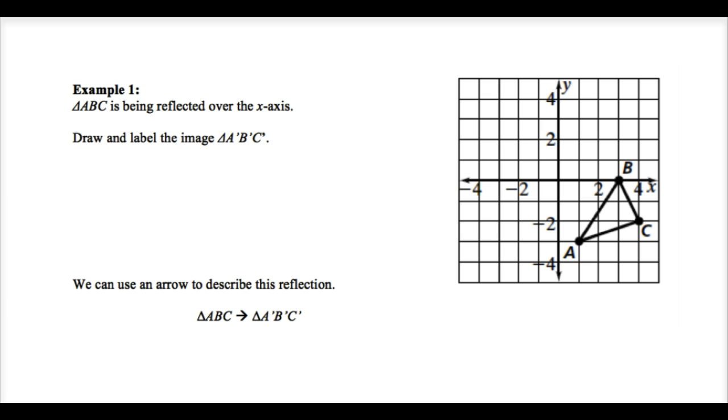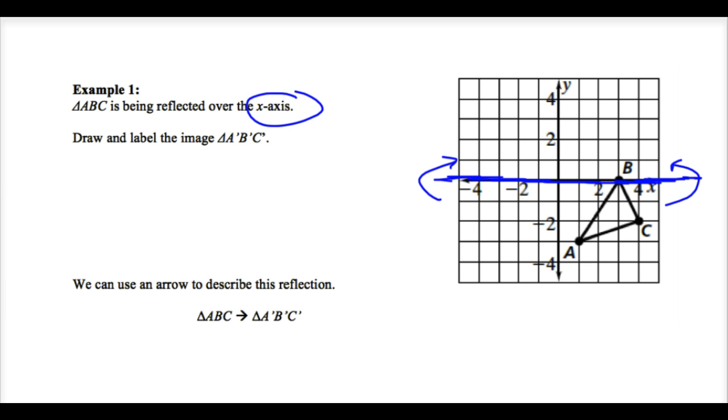All right, so our first example, we've got a triangle being reflected over the x-axis. So we're going to highlight the x-axis here. And we're going to take that figure and we're going to flip it over that line. So we take all of our points, point A, point B, point C, and we're going to label them the new points, A prime, B prime, C prime.